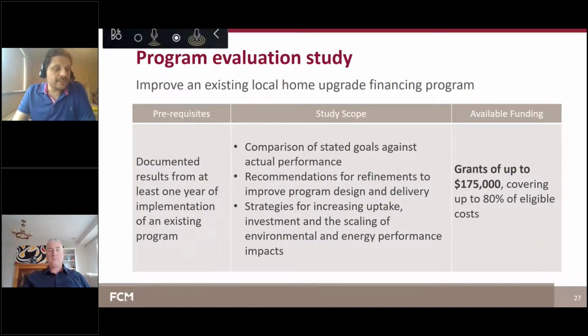The key components for this evaluation study include understanding program impact. So basically comparing your results against the plan that you initially set at the onset, and understanding and reviewing the program processes to see how effective they are and where the opportunities for improvement are. And often these evaluation studies will provide recommended strategies for increasing uptake, investment, and the scaling of the environmental and energy performance impacts. It could also recommend discontinuing the program should it not be the right fit or if the program has run its course.